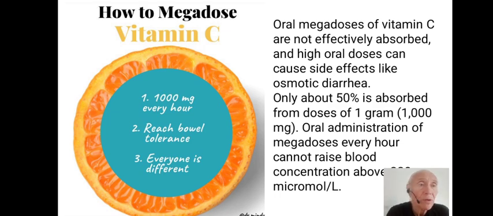considered mega doses. Oral administration of mega doses every hour cannot raise blood concentration to the necessary level to kill senescent cells. So only intravenous infusion of sodium ascorbate into your blood can kill senescent cells sufficiently. I didn't try it, okay, but again, please mind that you first have to get adapted to this, and maybe you can try, once a year, I don't know, these intravenous injections of vitamin C.